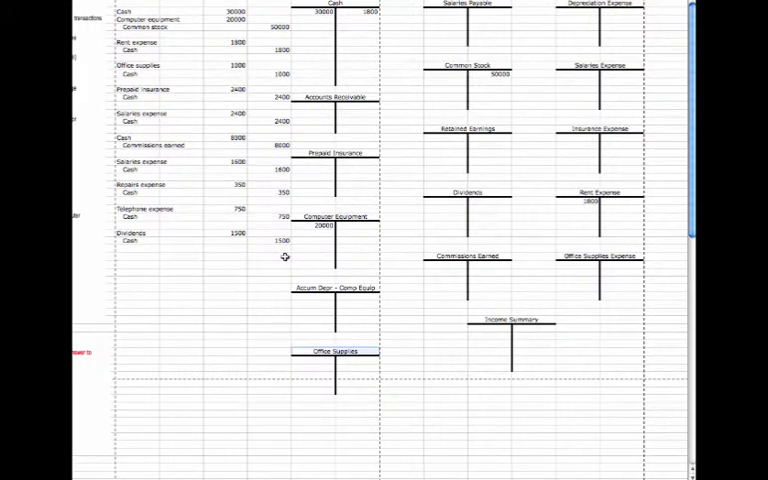So we have a debit of $1,000 into the office supplies asset account, which is a debit entry, and a credit to cash for $1,000 over here on our T account to decrease the cash. The next one is the prepaid insurance account. We're going to increase prepaid insurance over here for $2,400. And we paid cash for it, so we're going to decrease cash by $2,400.